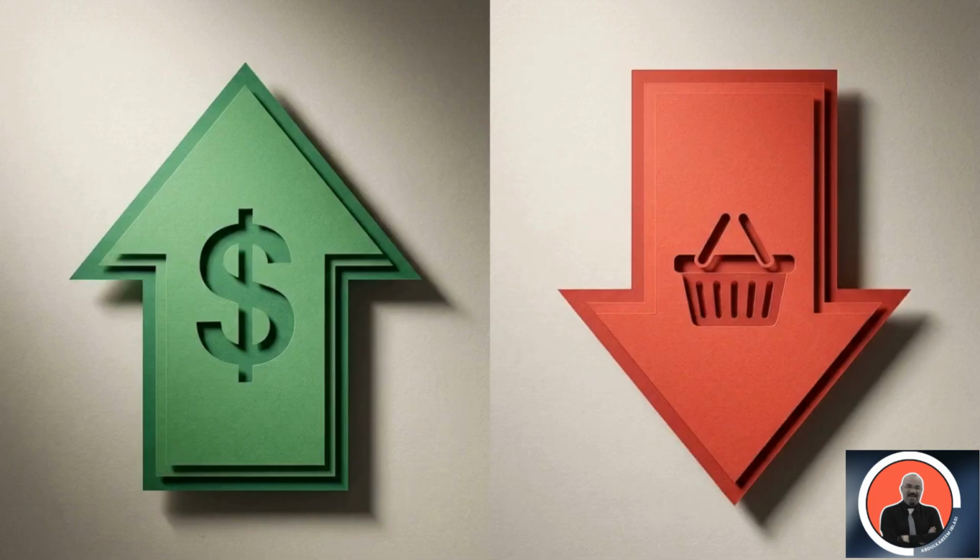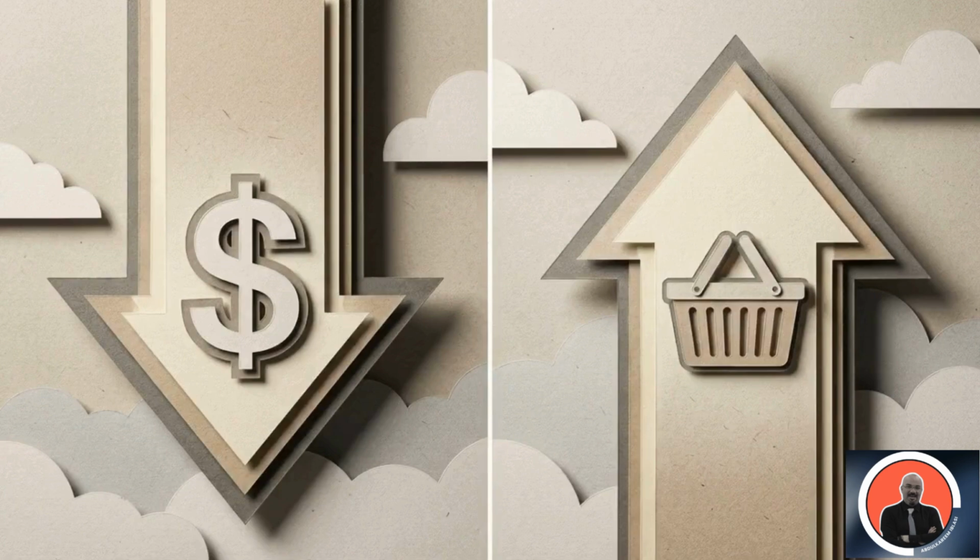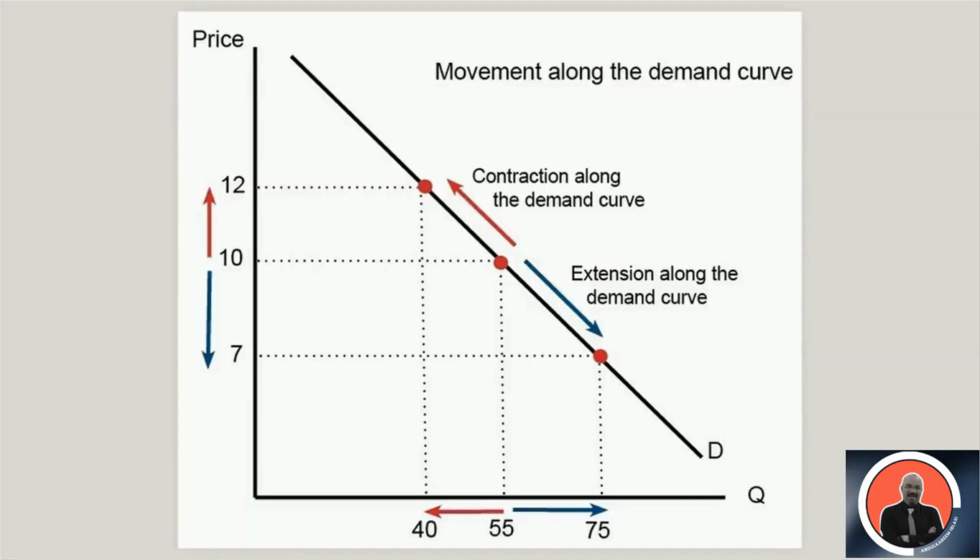This shows us an inverse relationship. Generally, as the price goes up, people buy fewer units. As the price goes down, the amount they want to buy increases. This diagram shows that movement in detail.